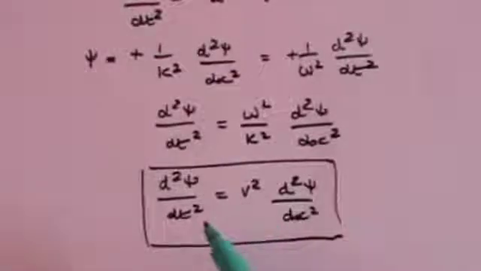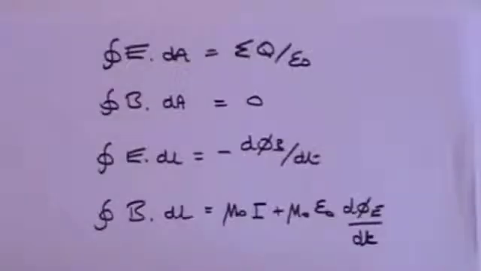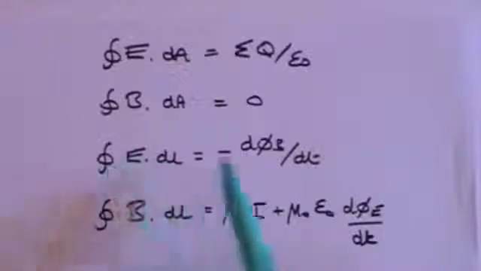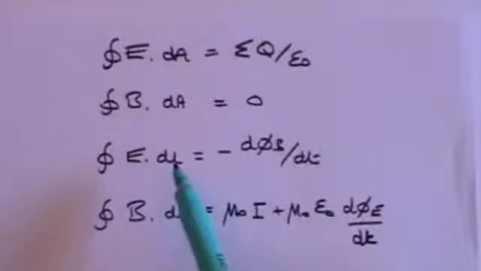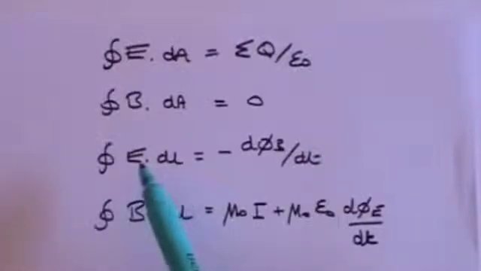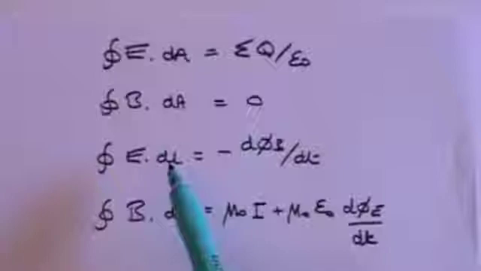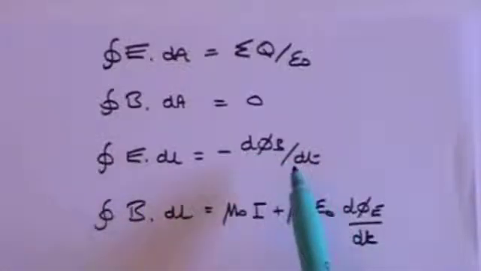It relates the second derivative of the wave function with respect to time to the second derivative of the wave function with respect to distance. Okay, so now we're ready to start to use Maxwell's equations, and we're going to take the third equation. What that essentially says is that if you march round any closed loop of length dl, then the E vector dot product with dl, so it's effectively the electric field times the distance around a closed loop, is equal to minus the rate of change of magnetic flux as you go round the loop.